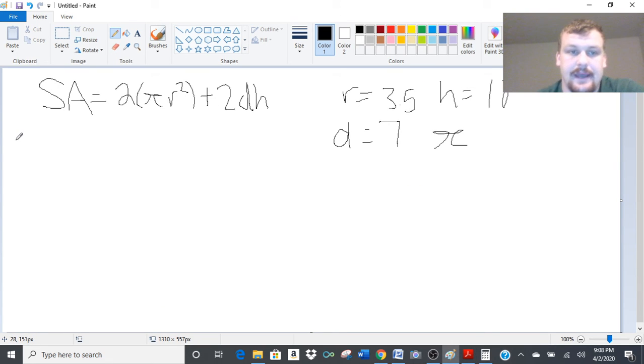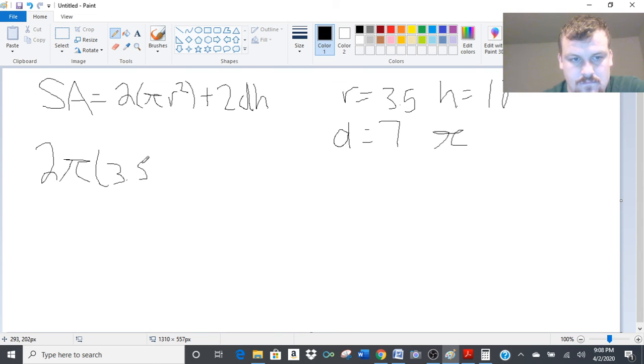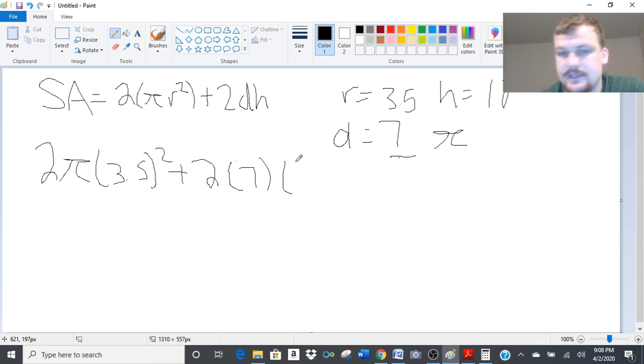And pi. So here we go, we are officially set up. We have 2 is just 2. And then we have pi. Our r is 3.5, squared, plus 2 times our diameter, which is 7, times height, which is 10.